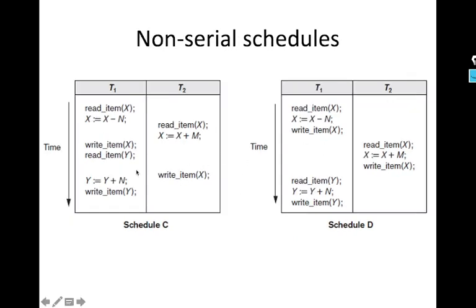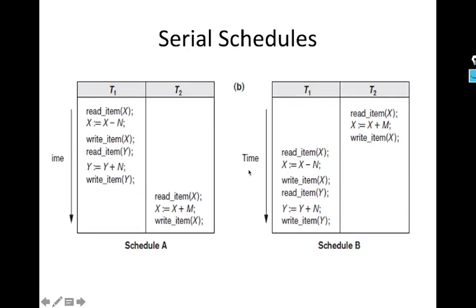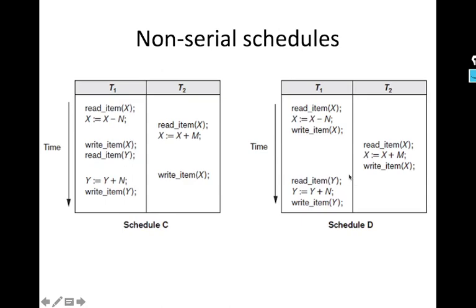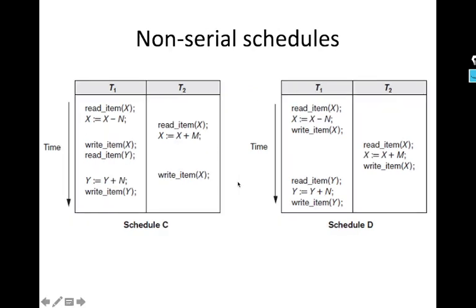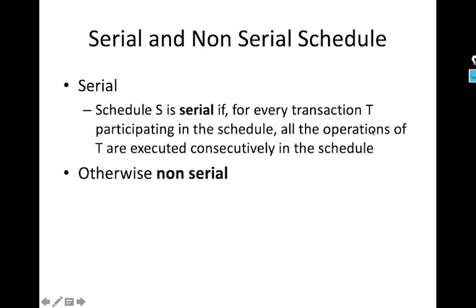Now we have these two non-serial schedules, Schedule C and Schedule D. We have to check whether Schedule C is equivalent to either of these two serial schedules, or whether Schedule D is equivalent to either of them. If they are equivalent, then we can say that Schedule C is correct, or Schedule D is correct. Okay.